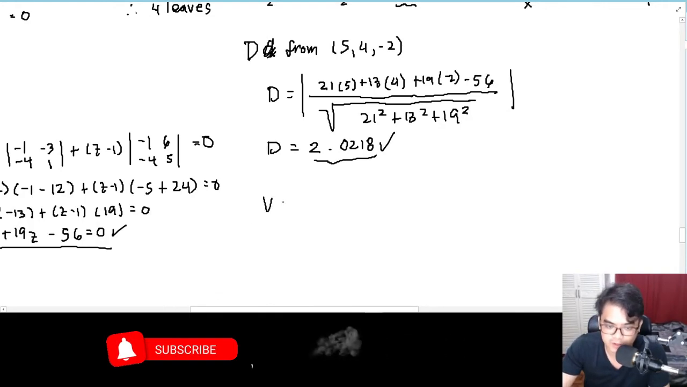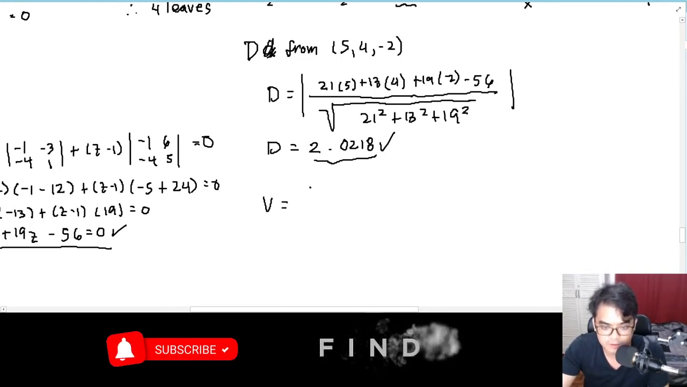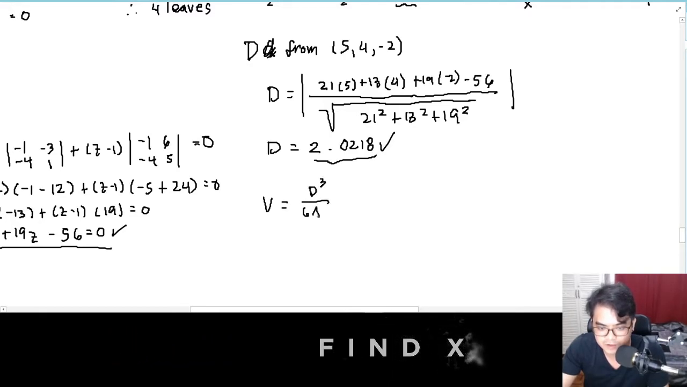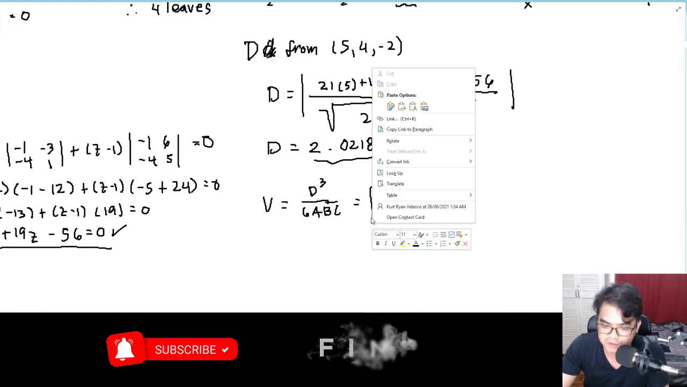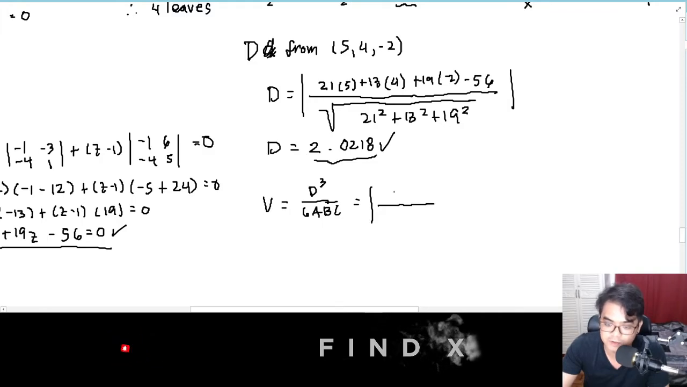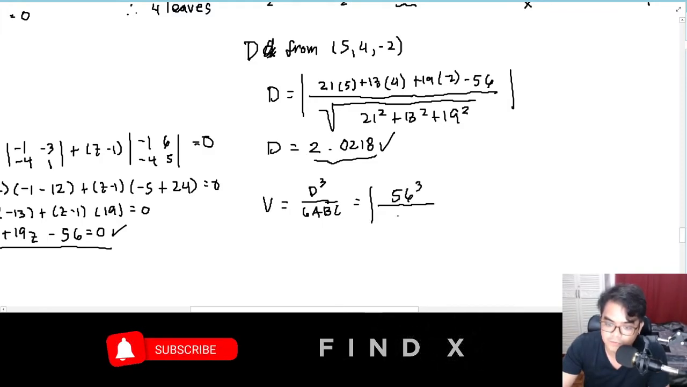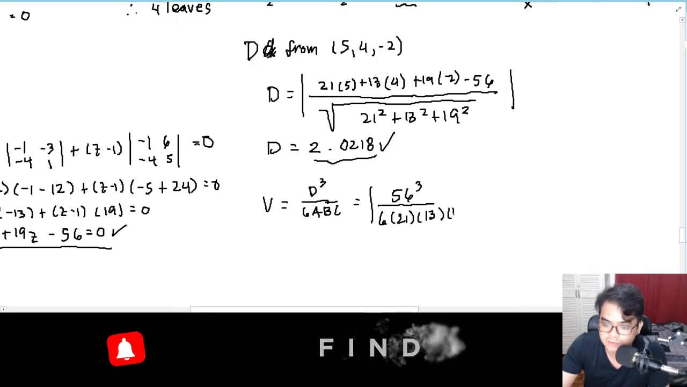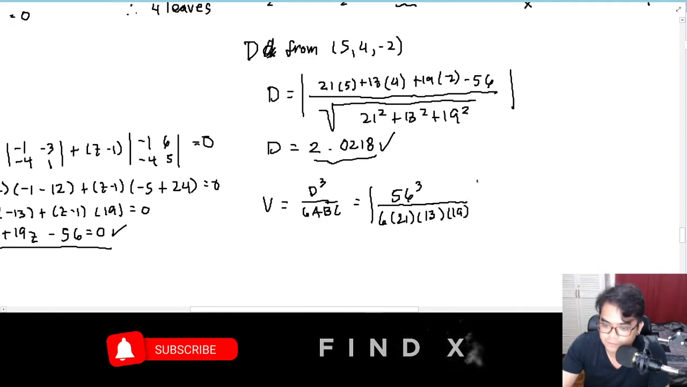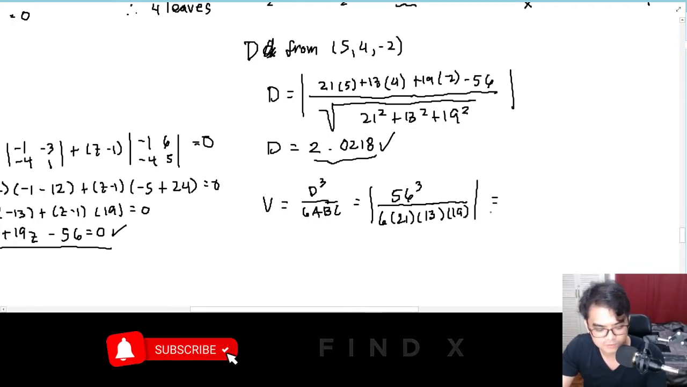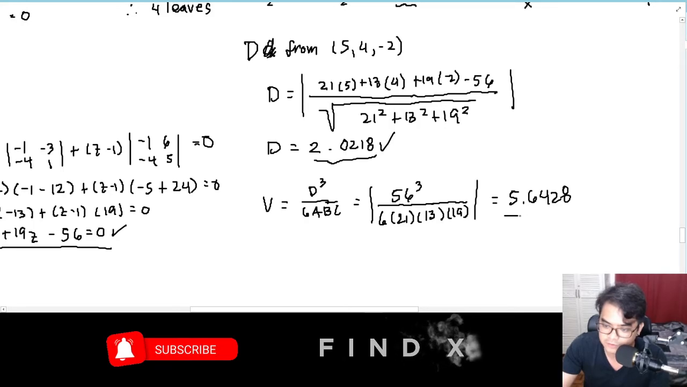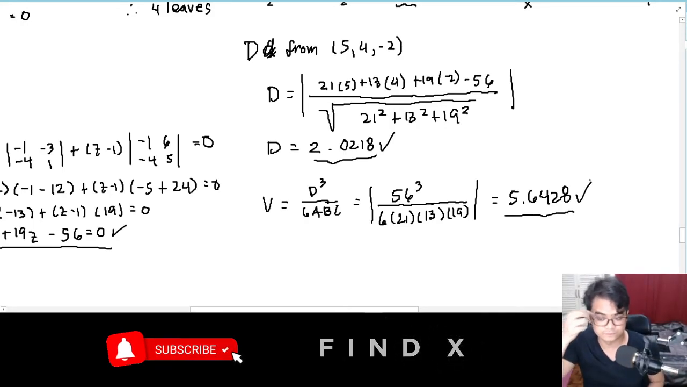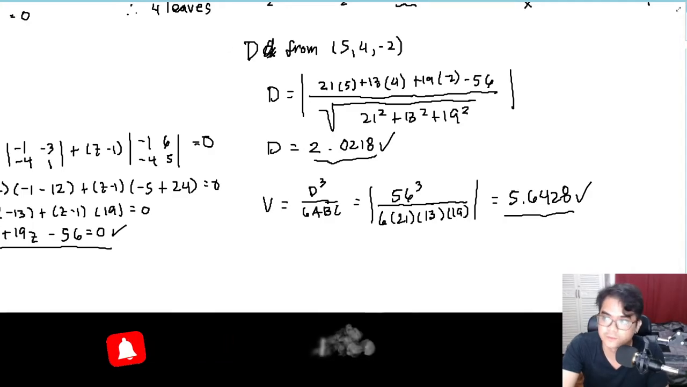So for the volume of that, we'll have, again, D cubed over 6ABC. So D is 56. This is actually an absolute value because there's no negative volume. Then 6 times A is 21 times 13 times 19. So the answer for this one is 5.642. So this is the volume. So let's move on to the next number.